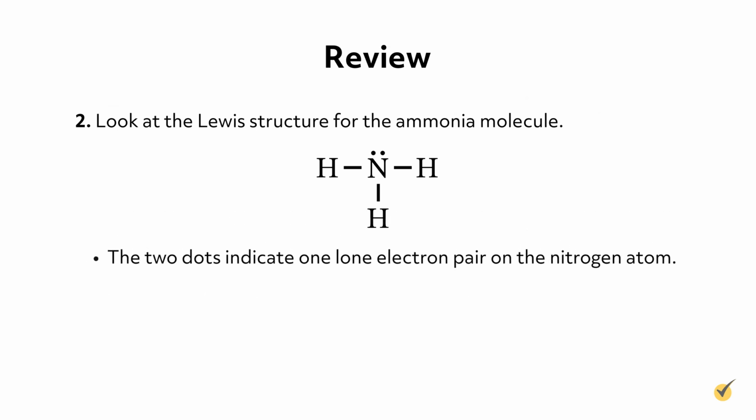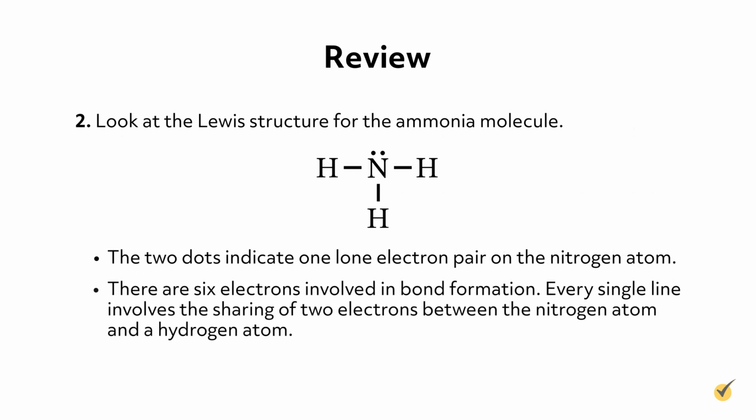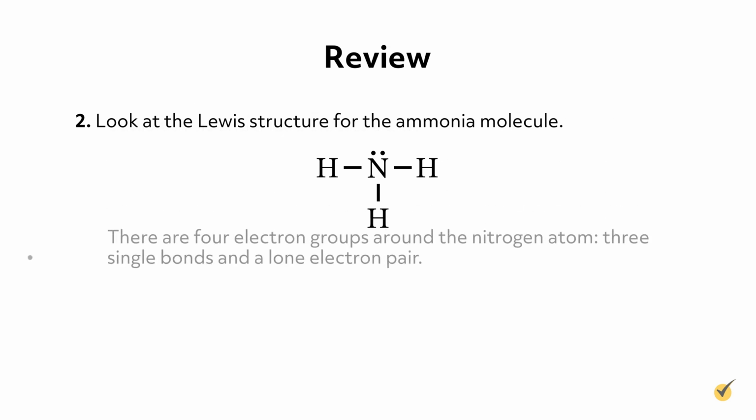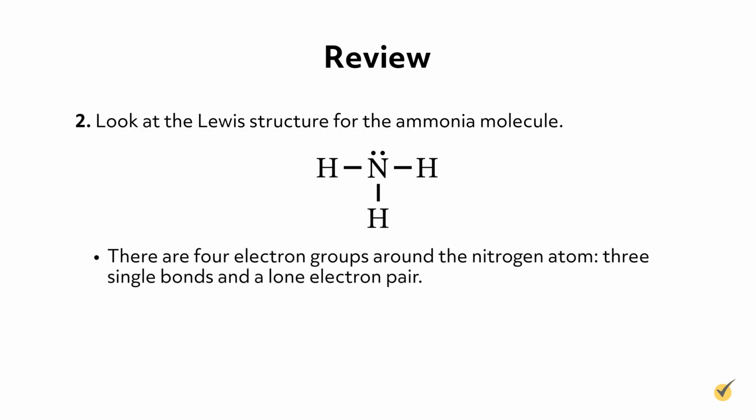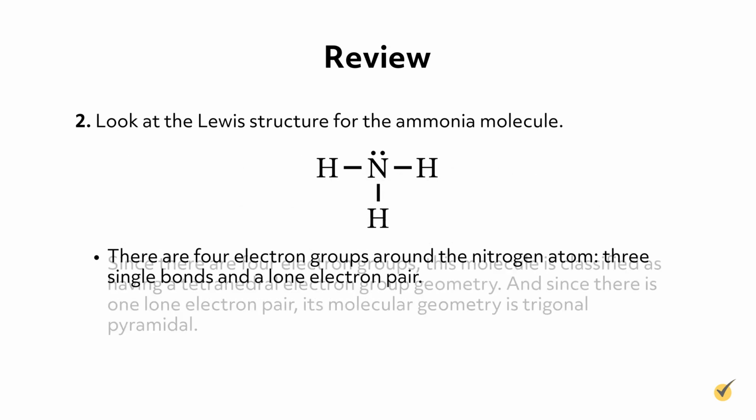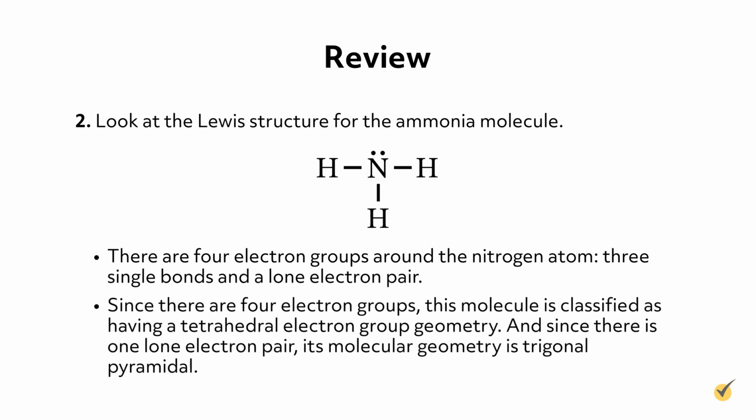The 2 dots indicate 1 lone electron pair on the nitrogen atom. There are 6 electrons involved in bond formation. Every single line involves the sharing of 2 electrons between the nitrogen atom and a hydrogen atom. There are 4 electron groups around the nitrogen atom, 3 single bonds, and a lone electron pair. Since there are 4 electron groups, this molecule is classified as having a tetrahedral electron group geometry. And since there is 1 lone electron pair, its molecular geometry is trigonal pyramidal.